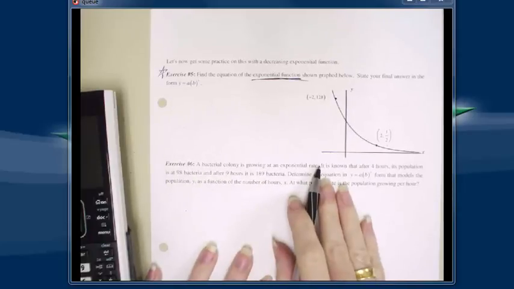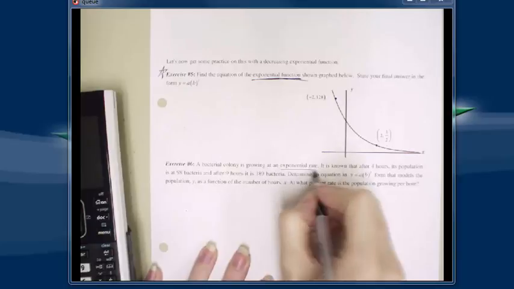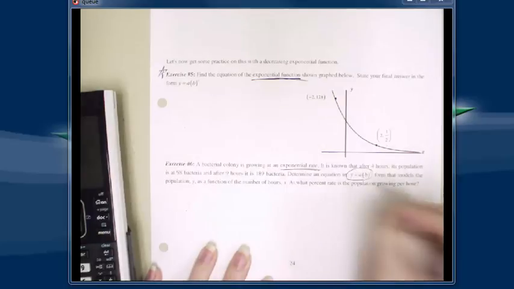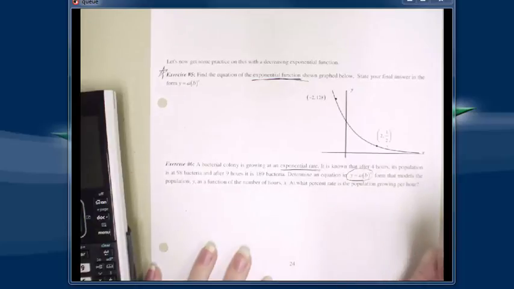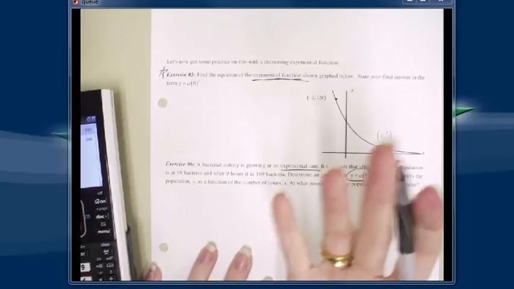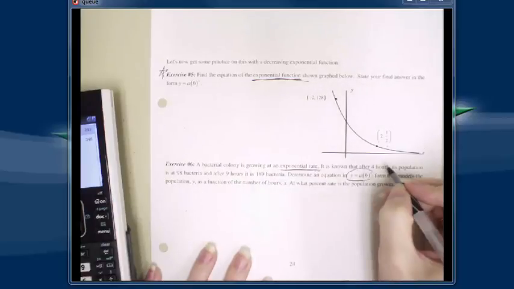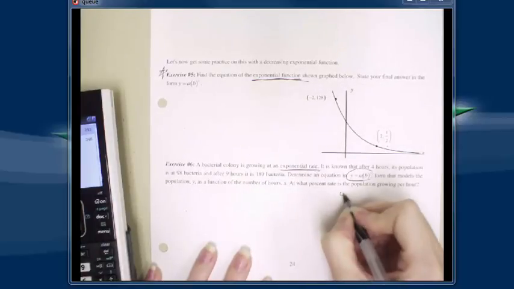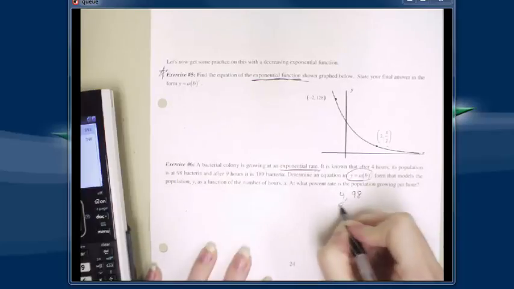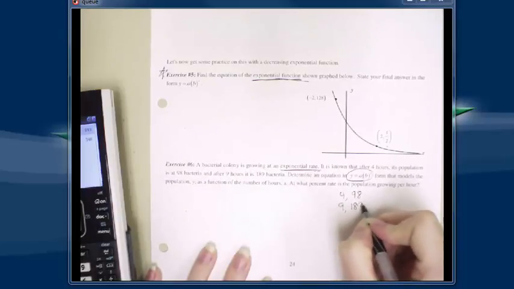Read through it once, pause me, and it's telling you that it's an exponential rate. And they gave you that equation. They may not, but they gave it to you. So that's always pleasant. And if you know it's exponential, when you run the regression, you'll see it there. They tell you after 4 hours, the population is 98. And after 9 hours, the population is 189.